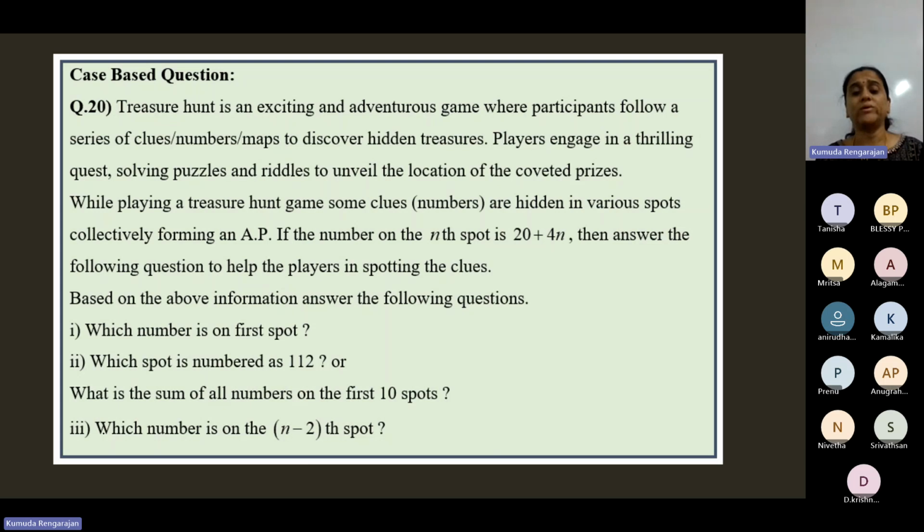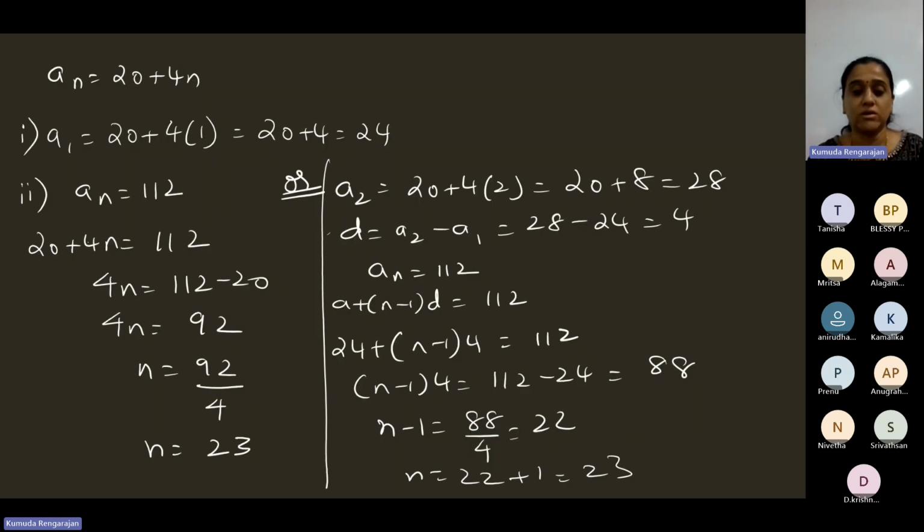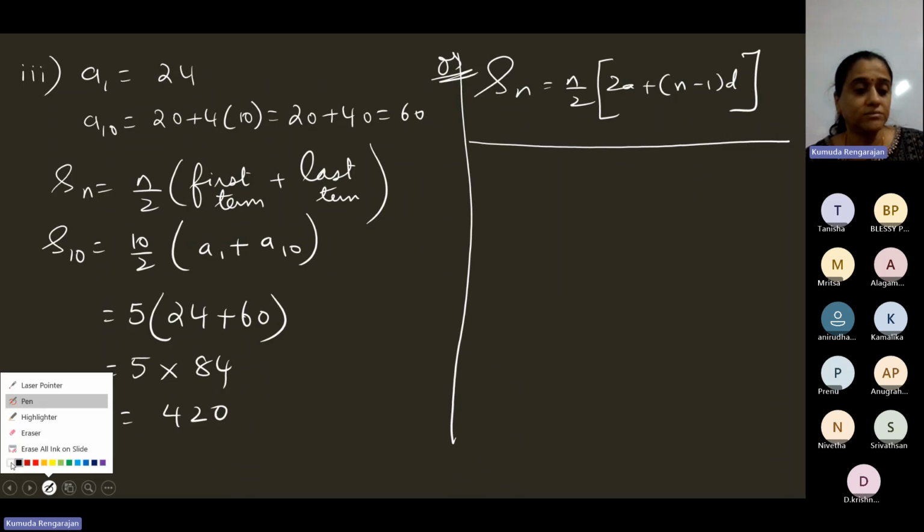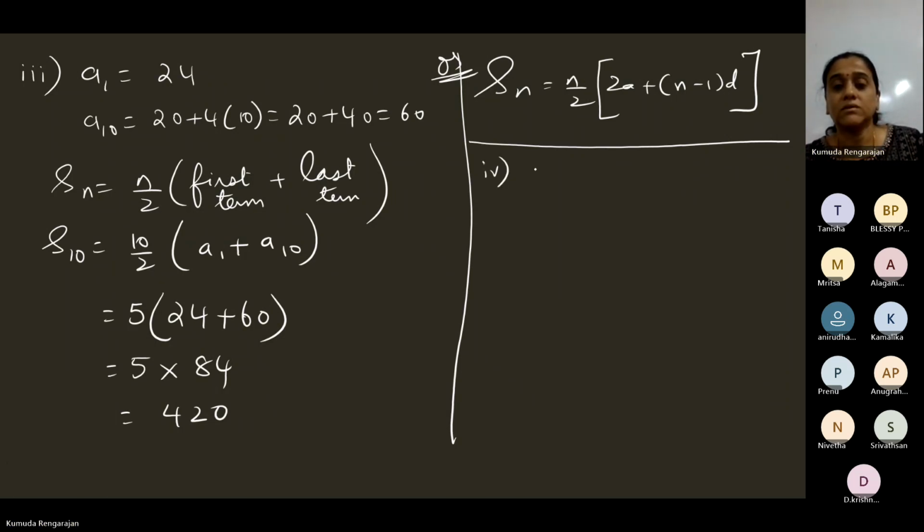So my question is, do we know how many spots are there? No, right? We don't know how many spots are there. So we have to find the number on the n minus 2 spot. Any spot we can find using an is equal to 20 plus 4n, right?